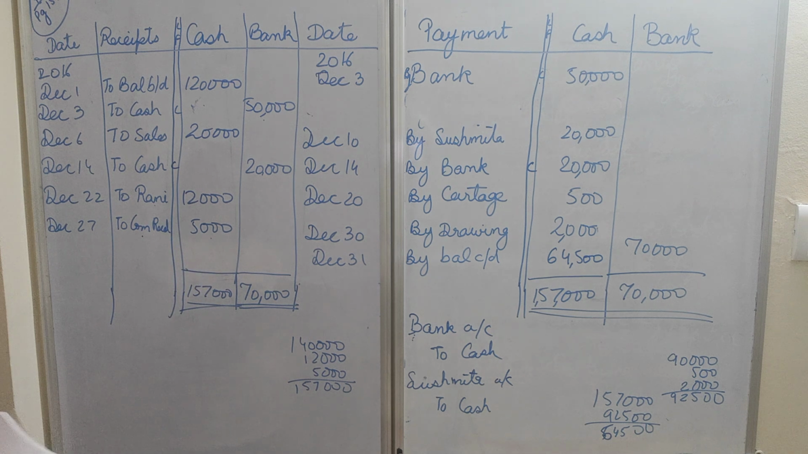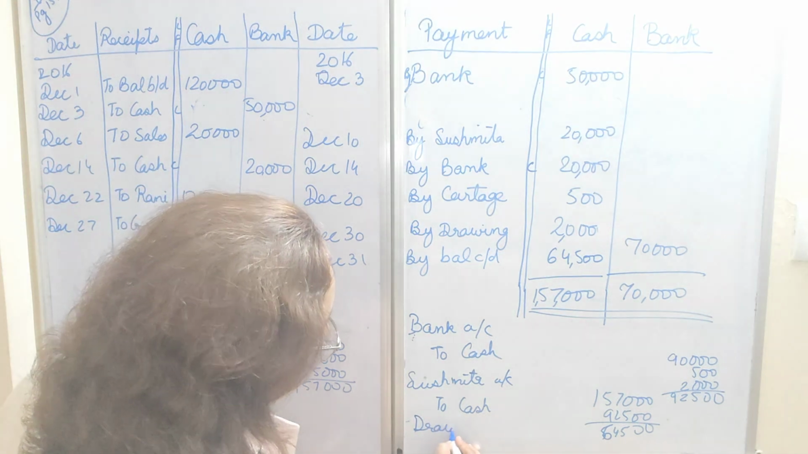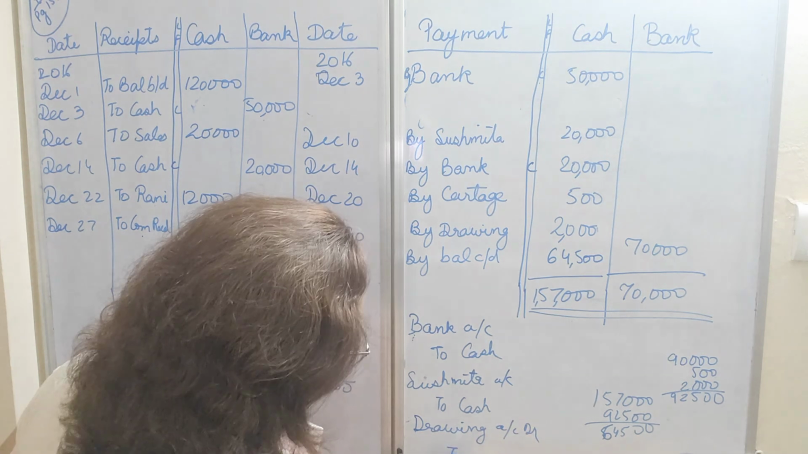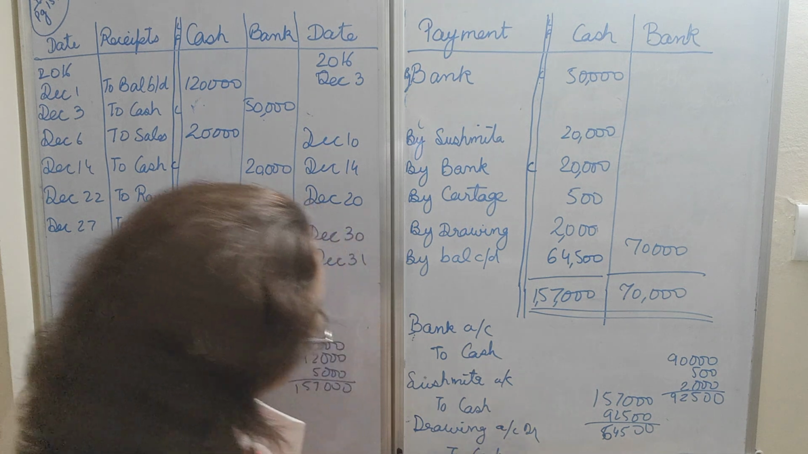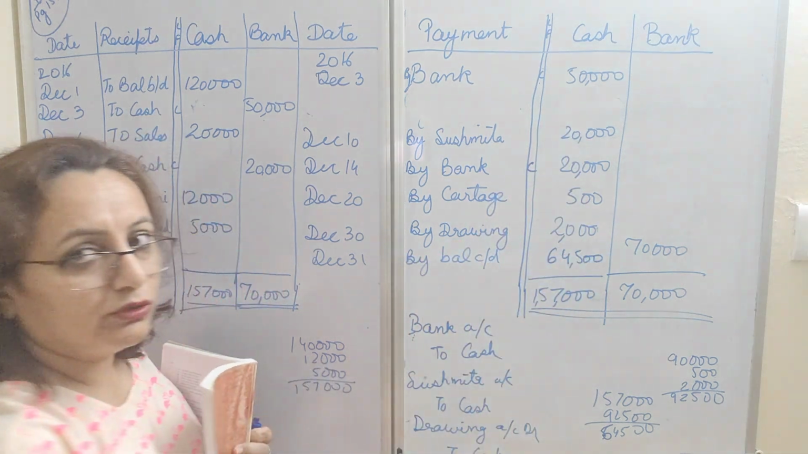Now drew cash for personal use. Whenever I am taking out cash for personal use, it is called as drawing. So drawing account debit to cash. Okay. So this drawing will be written over here and in the cash column 2,000.